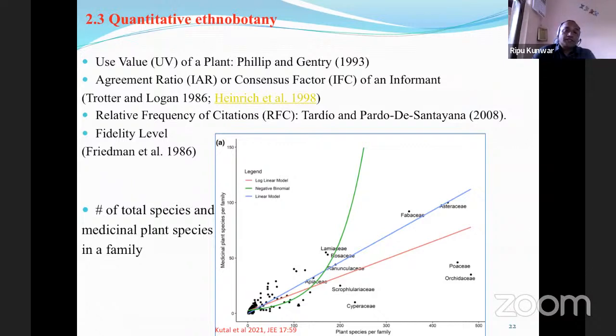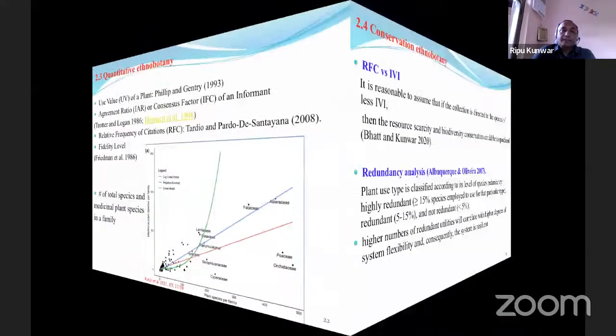So there are different statistical approaches we can use to present our ethnobotanical data, and then we can make our ethnobotanical research interesting and fascinating.